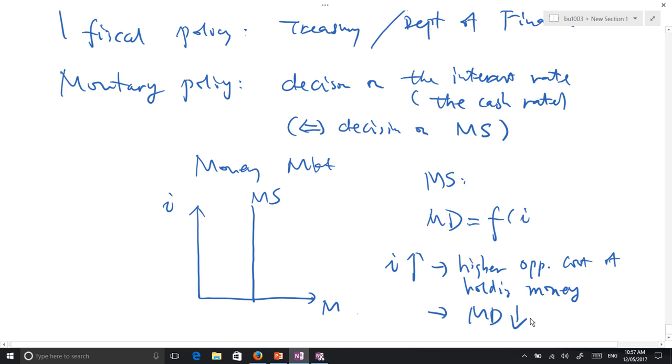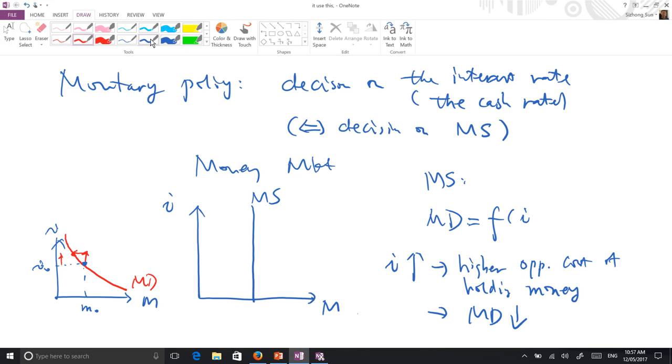So say this is the interest rate-money space. Initially, the interest rate is this much, money demand is this much. Now this interest rate goes up. The opportunity cost of holding money goes up. So people respond by reducing money holding. So it's this point. Link these points together, we get the money demand. So that's money demand. Money demand is downward sloping.